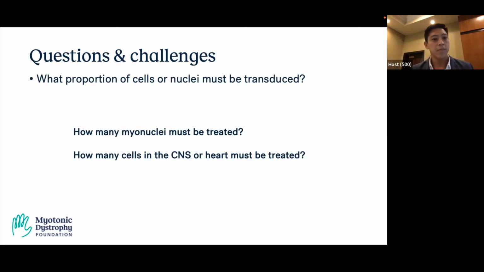So how many myonuclei must be treated? This is an important question to answer. And then in the context of cells with single nuclei, in the brain for example, how many cells do you have to treat in order to get a therapeutic rescue?